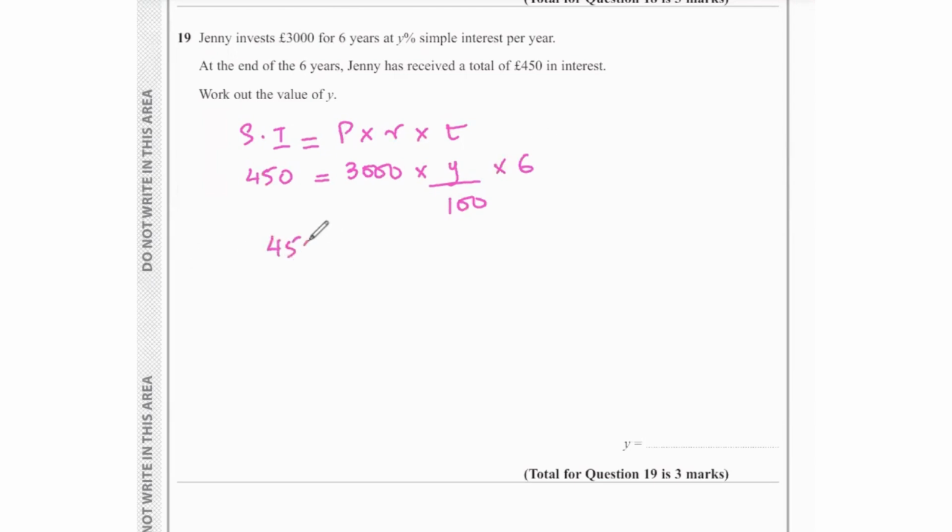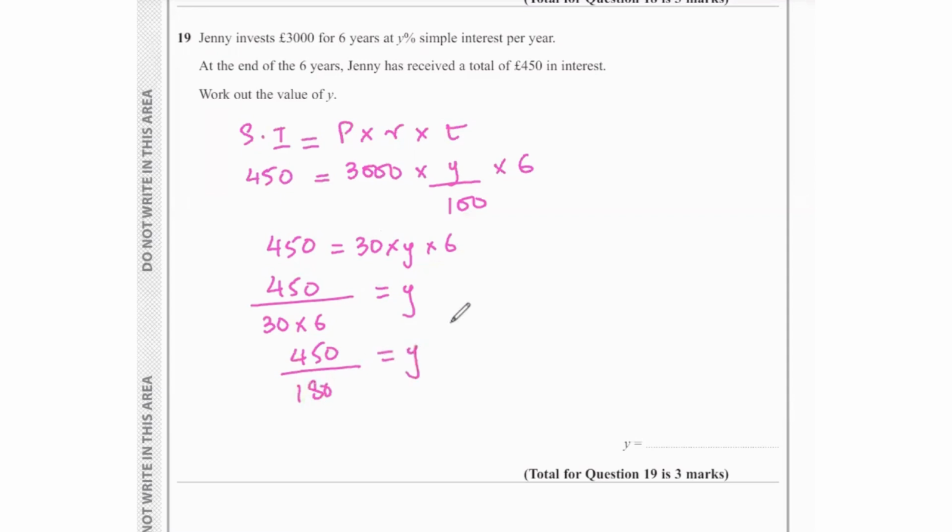So 450 equals to 30 times y times 6. 450 over 30 times 6, which is going to be 450 over 180. And that's going to give us 5 over 2, which is 2.5%. That is your value of y.